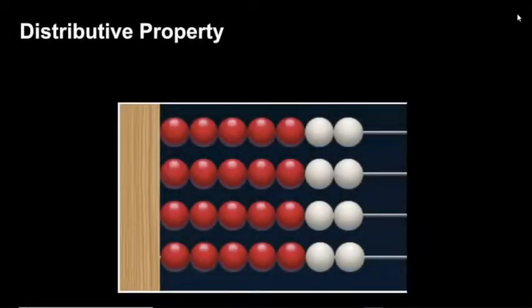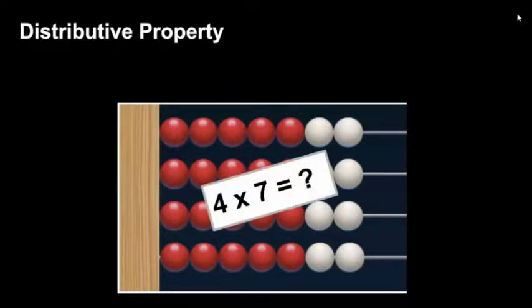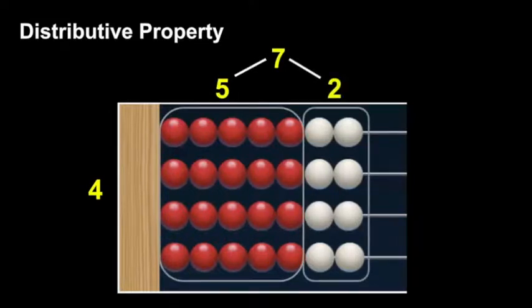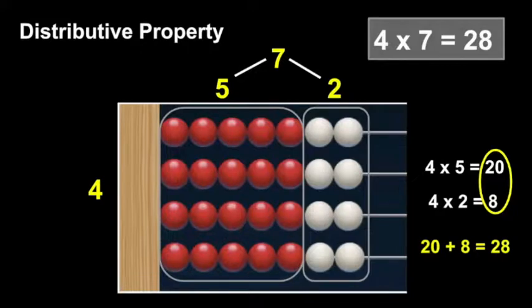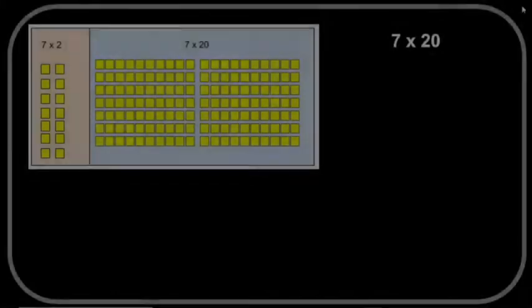3rd grade students also explored properties of operations. For example, when multiplying 4 times 7, the factors can be decomposed in different ways to find partial products. The partial products can then be added together to find the total product. This understanding lays a critical foundation for success when multiplying multi-digit numbers.